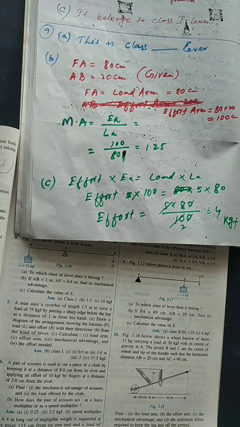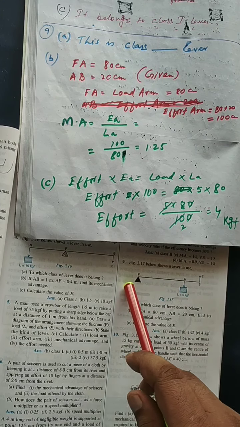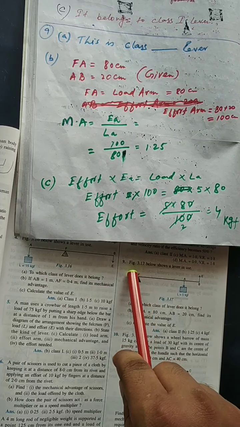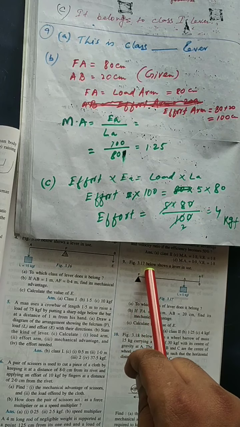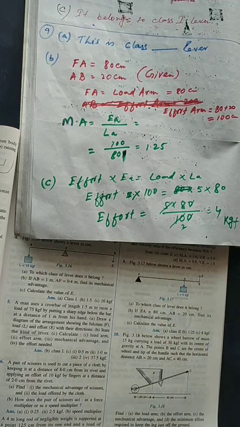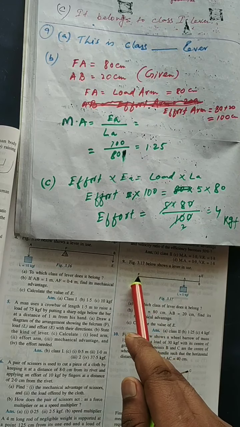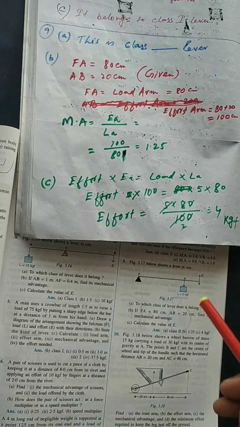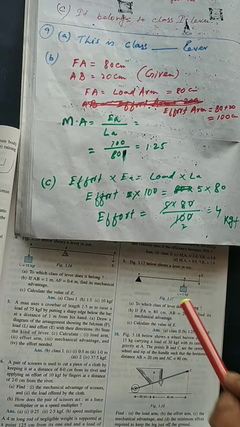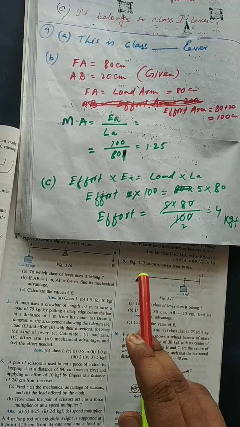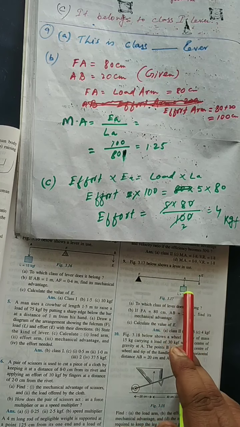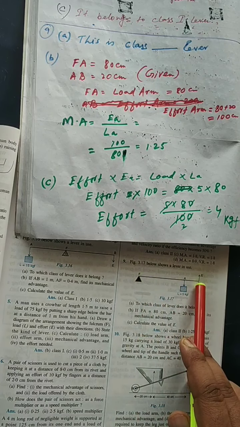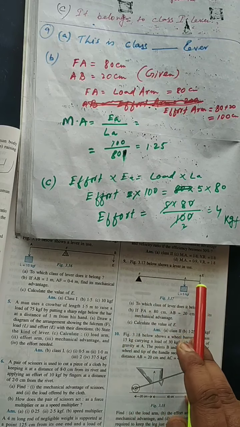Question number 9. Look at the figure. Figure 3.17 below shows a lever in use. Now this F is a fulcrum, this is the load, and this is the effort. Load is given 5 kgf. Okay. Now Fa is where the load is placed and Fb is where the effort is.